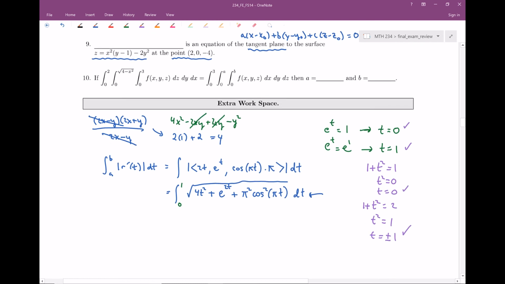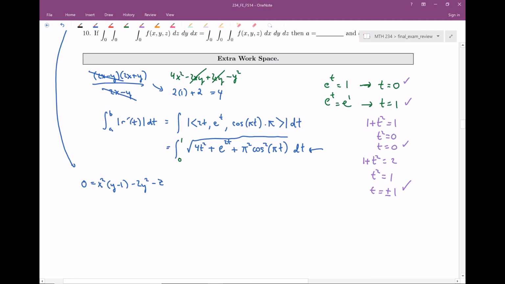However, I'm going to use my favorite, which is using the gradient. So I'm going to bring this down, and I'm going to write it as maybe 0 is equal to x squared times y minus 1 minus 2y squared minus z. So right, I get a function of x's, y's, and z's is equal to a constant. In this case, my constant is 0.